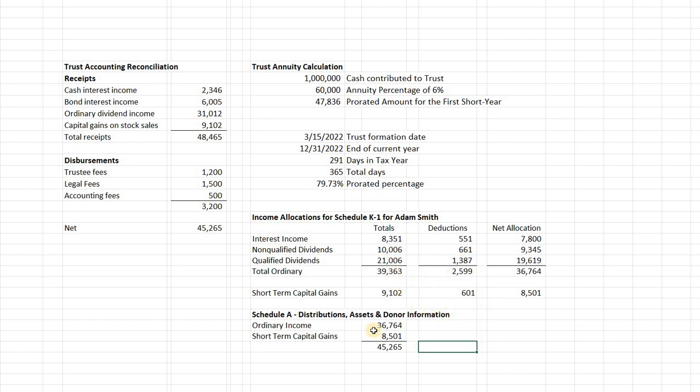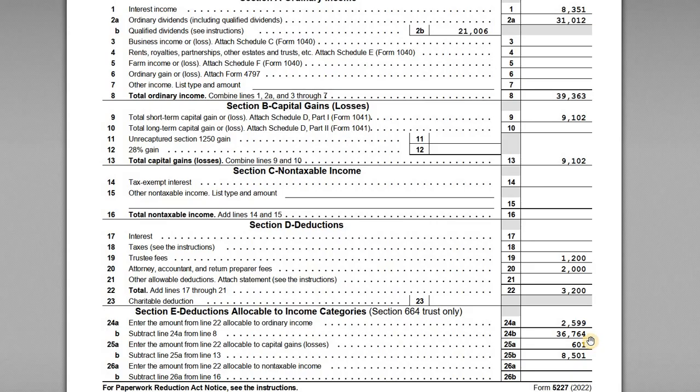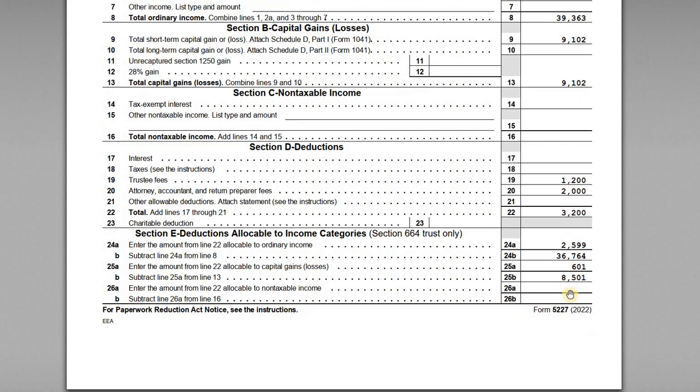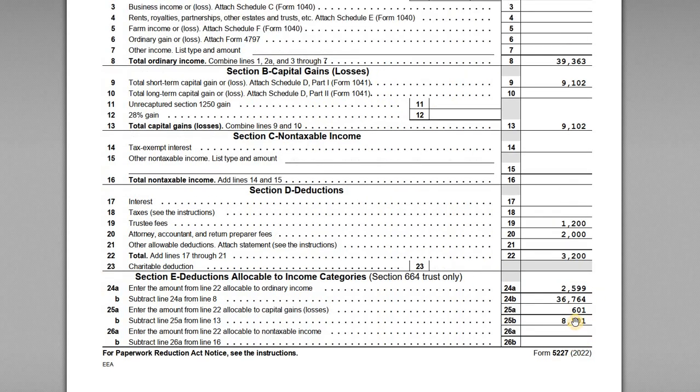Once you have those details, you can enter them down here on lines 24A and 25A. Line 24A is the total amount of expense that we're allocating to the ordinary income up here. Line 25A is the total expenses allocated to the capital gain income. And then 26A and B are blank because we don't have any non-taxable income earned within the trust.